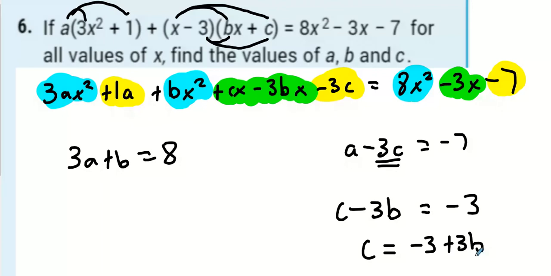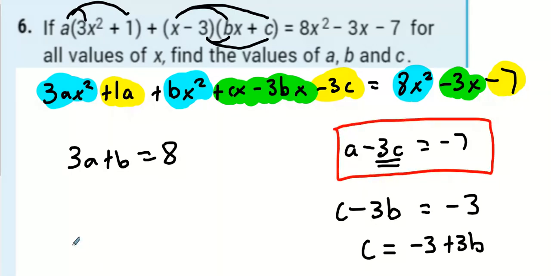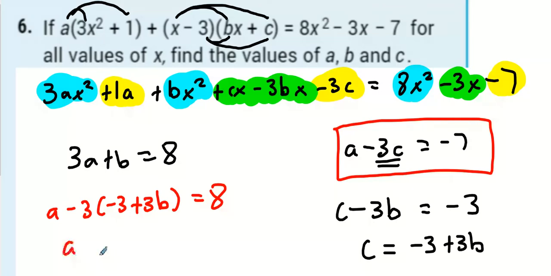Would everybody be happy with that? That's c on its own. Then I'm going to take the equation that's in the red box, and anywhere I see c, what am I going to do? Replace it with minus 3 plus 3b. Okay, a, sorry guys, that's a plus 9 minus 9b equals a.